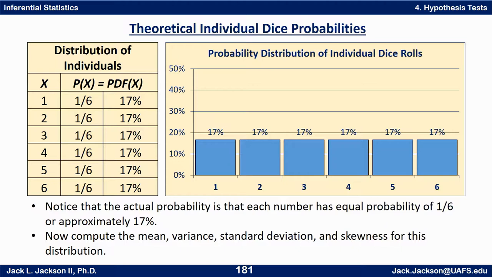Now compute the mean, variance, standard deviation, and skewness. Well, first of all, the skewness is going to be 0 because this is completely symmetric about the mean, which should be right here in the middle at 3.5. You can kind of see it visually.